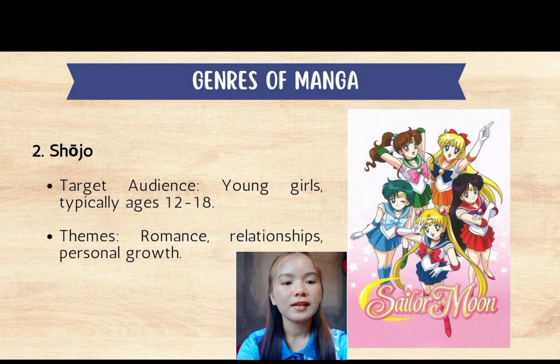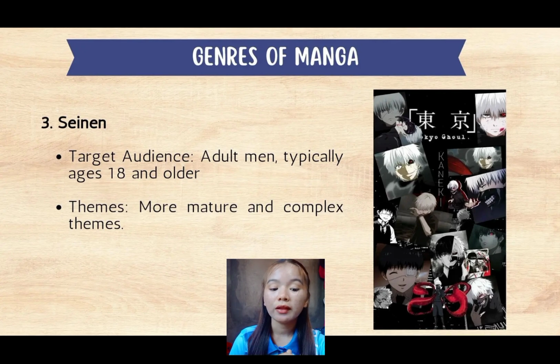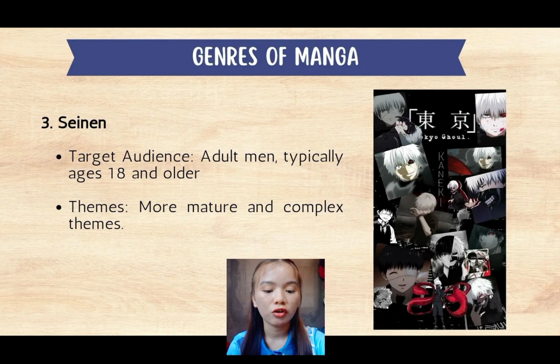So next is the seinen. The target audience of seinen is adult men, typically ages 18 and older. The themes are mature and complex, including violence, politics, psychological drama, and existential questions. An example of this is the famous comic Tokyo Ghoul. Other examples are Berserk, Ghost in the Shell, or Vagabond.